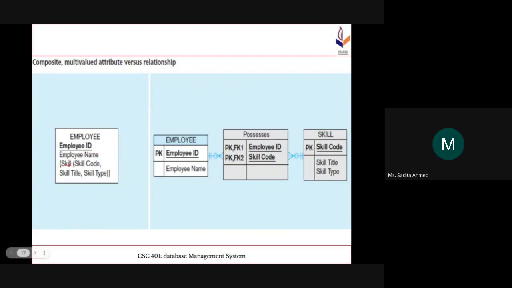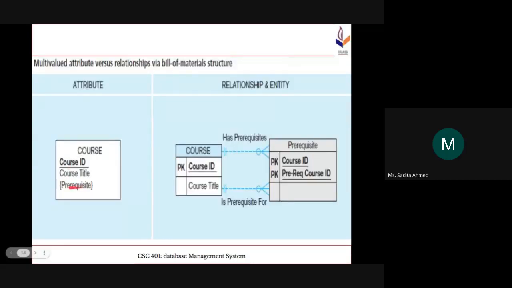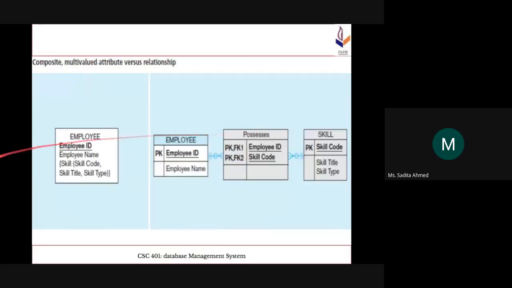Because skill here is a multi-valued attribute, just like before. Prerequisite was a multi-valued attribute, so we created a new entity called prerequisite. Here too we created a new entity called skill. But wait, skill is also a composite attribute here. Skill is a composite attribute, so where do I assign the component parts? To the new skill entity. But an employee can have multiple skills.